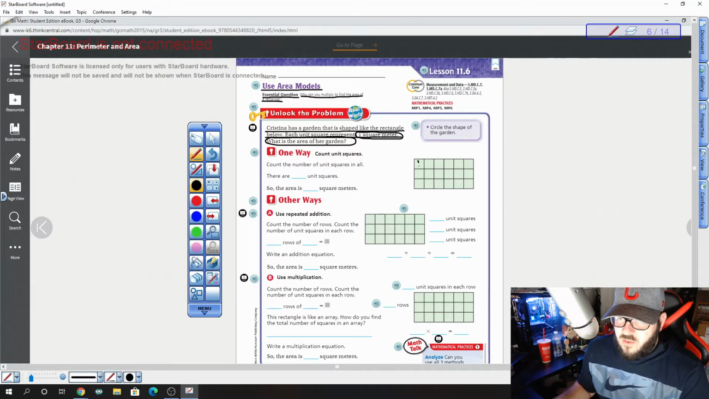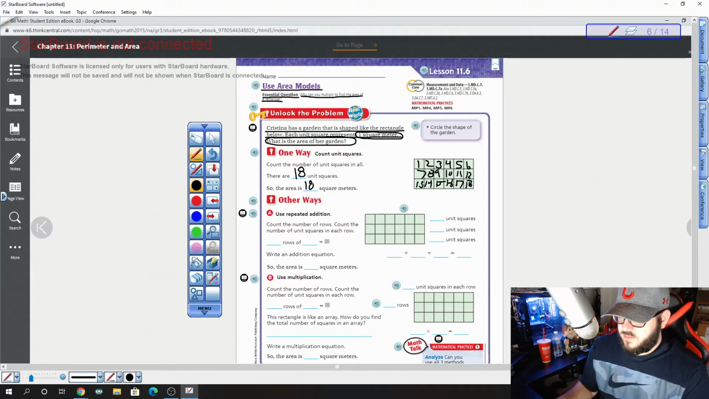So I'm just going to count 1, 2, 3, 4, 5, 6, 7, 8, 9, 10, 11, 12, 13, 14, 15, 16, 17, and 18. So I know that this shape is 18 unit squares, and we want those units to be in meters. Okay, so the area is 18 square meters. Okay?